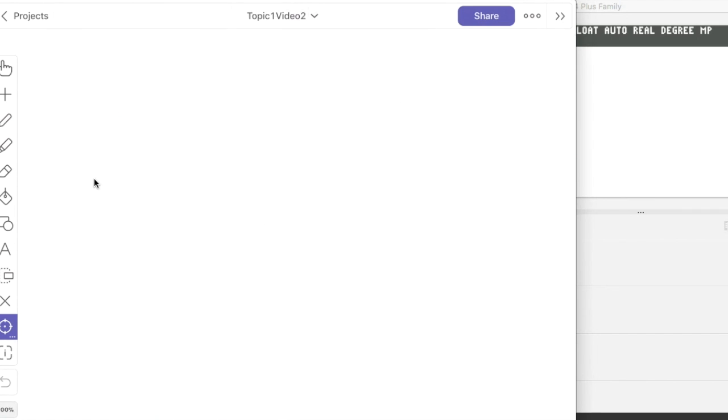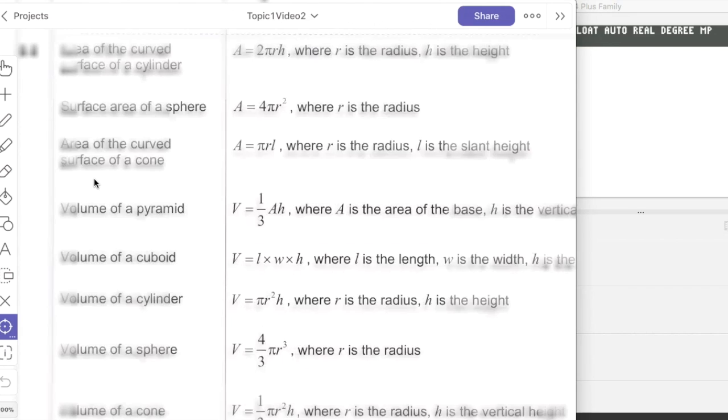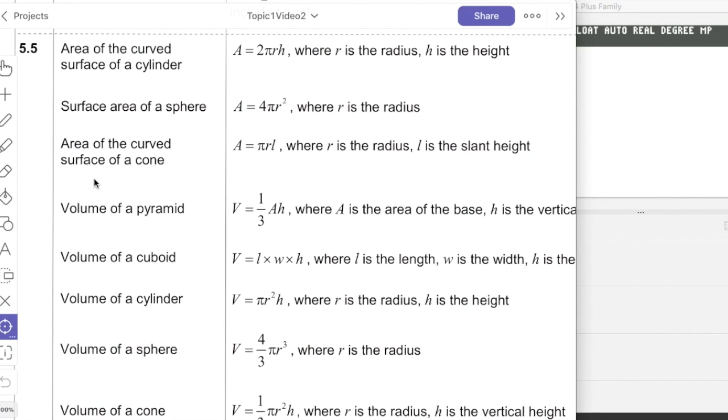We're going to be looking at a sphere here, a paper 1 question, and we're going to calculate the volume of a sphere. Actually, we're going to assume the planet Earth is a perfect sphere with a radius of 6,371 kilometers. So I need a formula for the volume of a sphere. You can see it down here under topic 5 in the formula booklet, 4/3 pi r cubed.